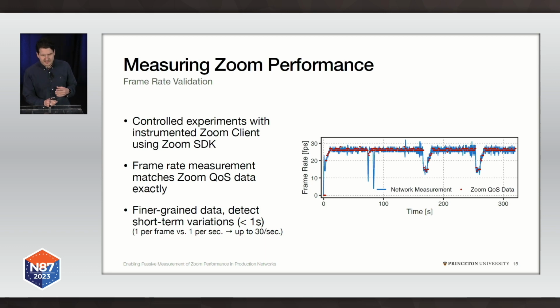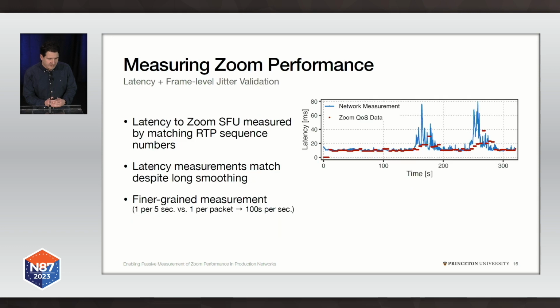Zoom updates this metric once every second, and we can provide a newly calculated frame rate for every frame. So this can be up to 28 or 30 times per second or so. Next, we looked at the latency to the Zoom server. We did this, as I said before, by matching the RTP sequence numbers and then measuring the time in between. And here we can see that our latency measurements also, generally speaking, do match the Zoom-provided data.